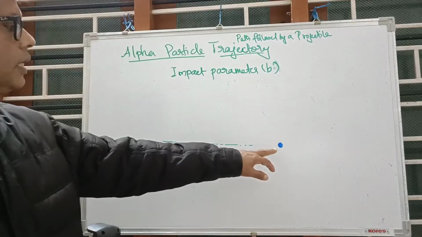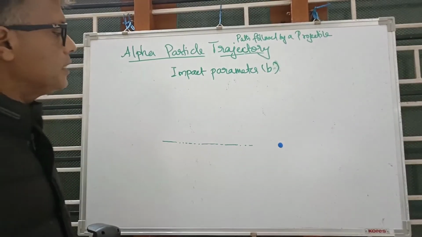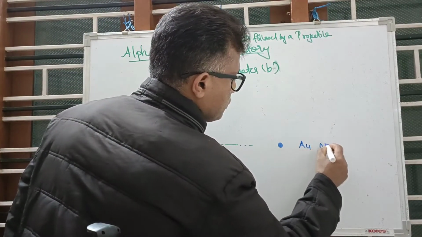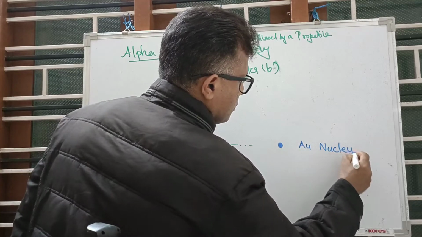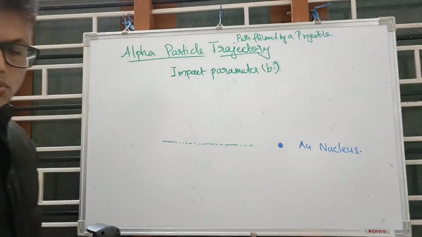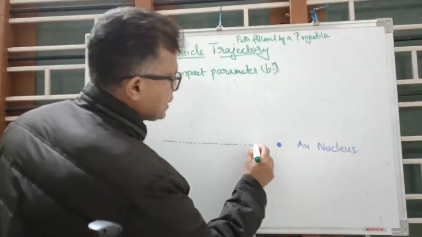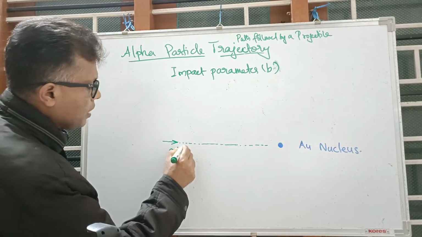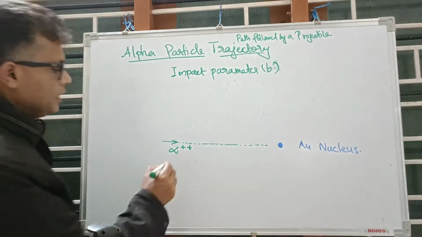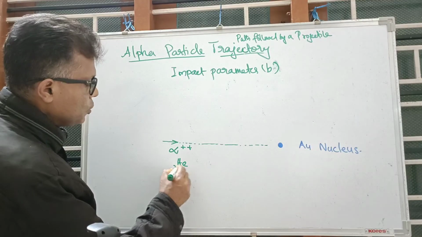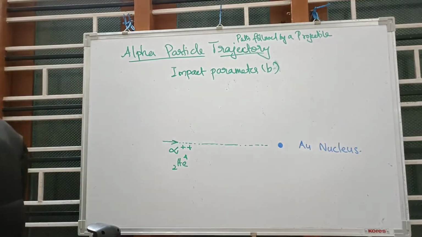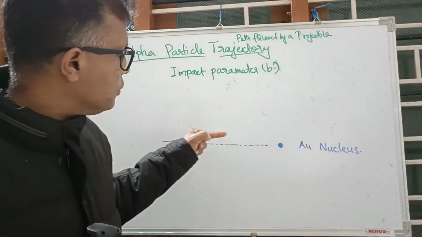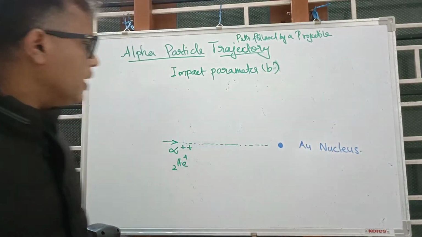Okay, this one is the nucleus. Assuming it is the gold nucleus. This one is the alpha particle, it is coming here. We know that one. How many charges? 2 positive charges. It is helium, 2 raised to 4. We already learned that one. There is no electron there, only positive charges are there. This is moving like this.